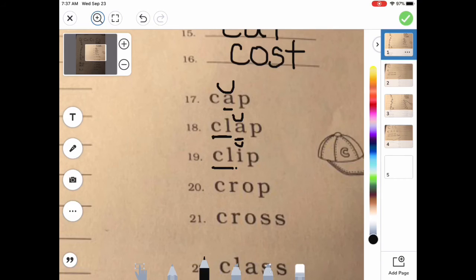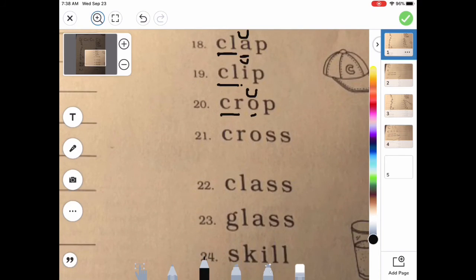On number 20, what's our vowel? Oh, very good. It's got a P behind it at the end again, so we know it's short because it's got that consonant to close it. Then I've got CR. So CR says cur, so we have cur, op, crop. Perfect. All right, on our next one, what do you notice?